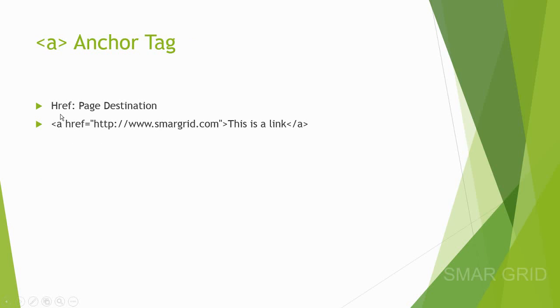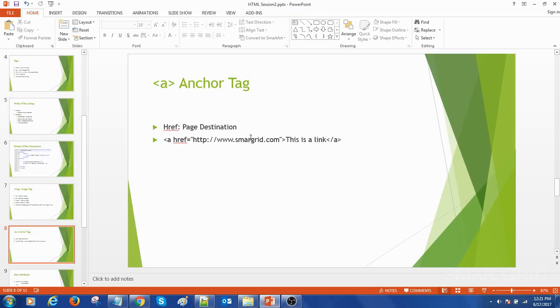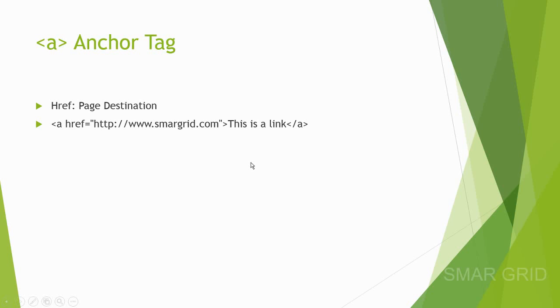This anchor tag will be simply the a tag, and we require an href, which is the path of the destination file. Here's the example: anchor tag a, href is equal to some URL, and this is the text we display to the user, and when you click on this text, the path will be changed. Let's see this in an example.